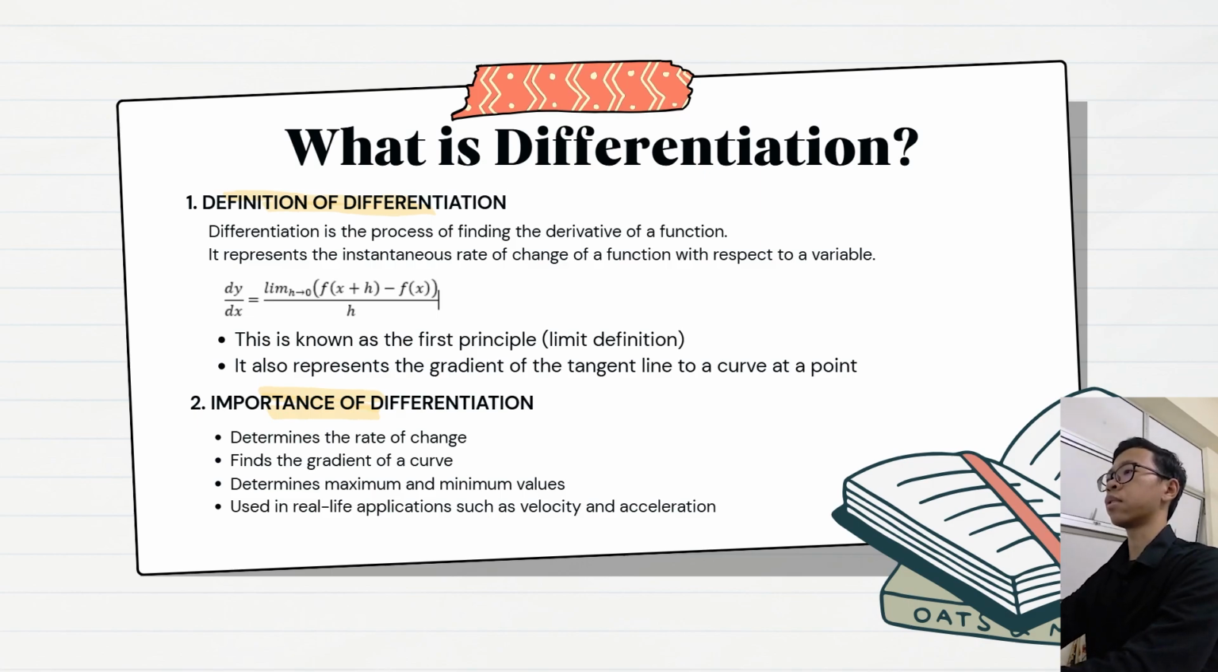Now, the importance of differentiation. Differentiation determines the rate of change, finds the gradient of a curve, and determines maximum and minimum values. It can also be used in real-life applications such as velocity and acceleration.